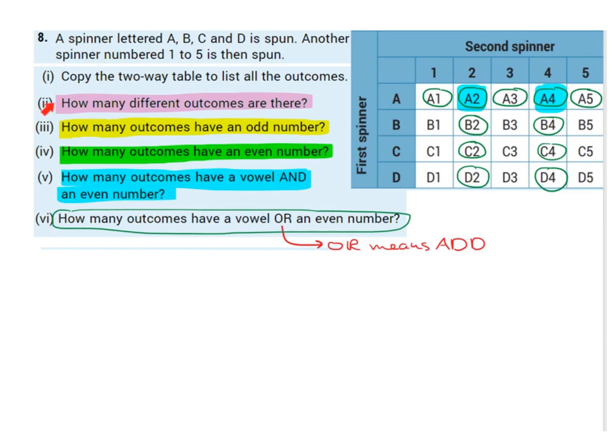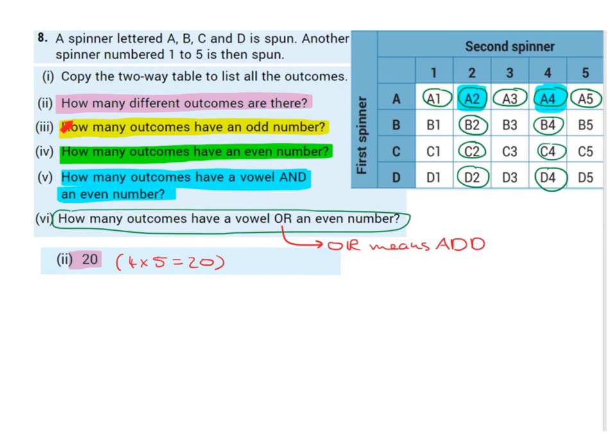So question 2, how many different outcomes are there? So if we count them up, there's 1, 2, 3, 4, 5, 6, 7, 8, 9, 10, 11, 12, 13, 14, 15, 16, 17, 18, 19, 20 different outcomes. A much quicker way to do this would have been to say, well, there was 4 possible outcomes for the first spinner and 5 for the second, and 4 times 5 gives us 20.